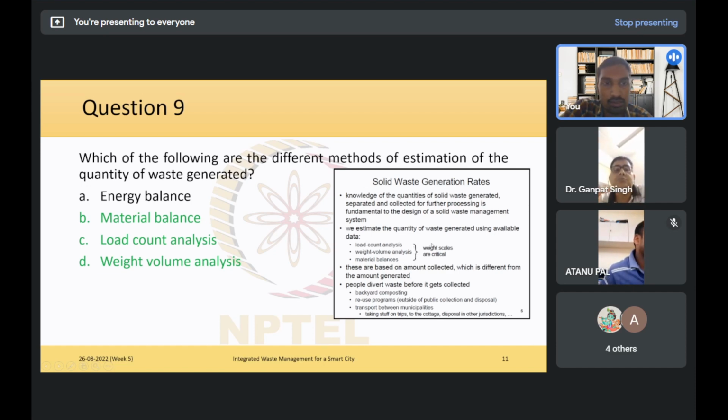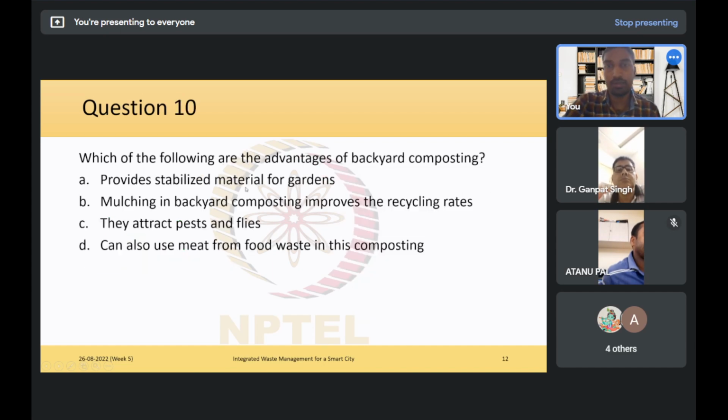So this was also discussed in the lecture. We could use any of these three different methods. All of these will give us some estimate of the waste that is being generated.